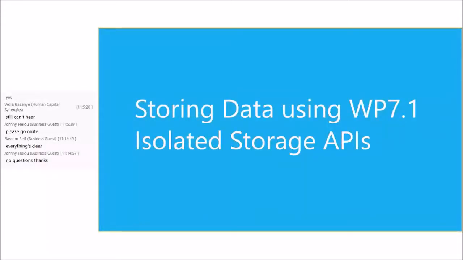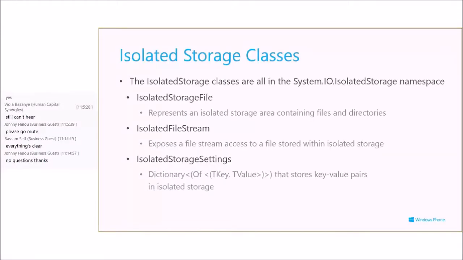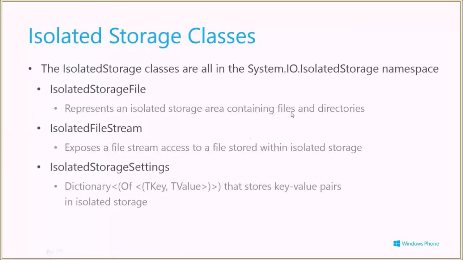So let's cover in a little more detail storing data using the Windows Phone 7.1 isolated storage APIs. These are the key classes you will be working with to work with files and settings in the isolated storage. You have to include the System.IO.IsolatedStorage namespace in your C# file, and then you have these three objects inside your classes.